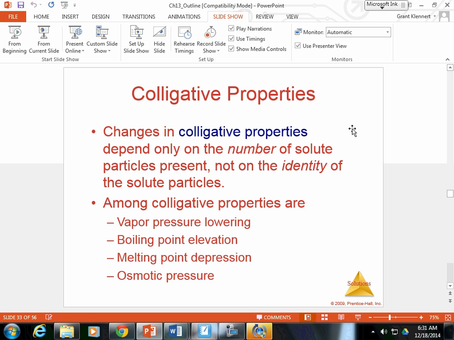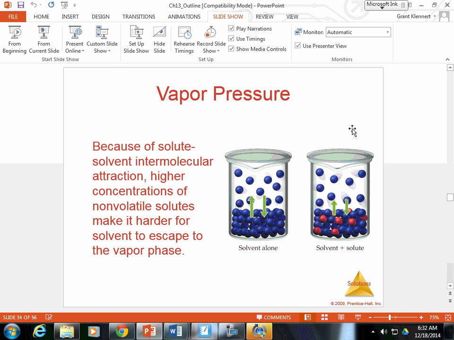What are colligative properties? They are properties that change in solution depending on the number of particles of solute that is dissolved. So they are really dependent upon the number of particles of solute present, or the concentration, or how much is dissolved in the solution. The four major colligative properties are vapor pressure, boiling point elevation, melting point depression, or what last year we called freezing point, and osmotic pressure. So those are the four colligative properties.